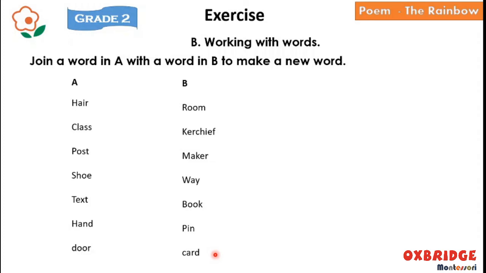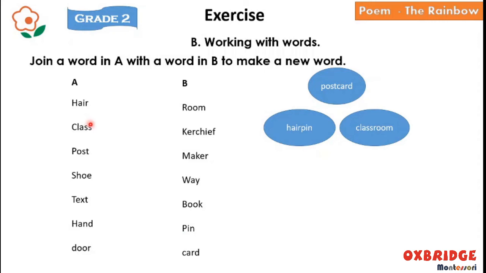So the first word we make from list A and list B is postcard. You can see post is in list A and card is in the bottom. So post and card makes a new word, postcard. The next word is hairpin. Hair and pin. Hairpin is a new word. Class and room. Classroom is a new word.